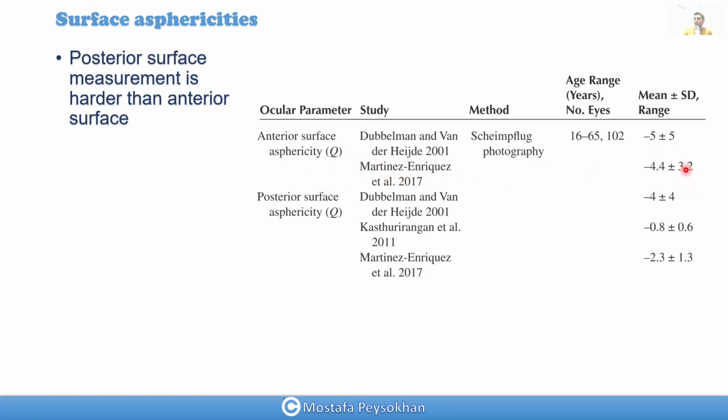For the anterior surface, the number is -5 plus or minus 5. So that's a big range. -4 is in that range. And for the posterior surface, the range of the numbers is huge, -0.8, -2.3. So we don't have one set of data that we can agree on and say, okay, that's the good range. We have different ranges of measurement. But as I said, posterior surface measurement is harder than anterior because it's inside of our eye, so we have more data on the anterior surface.